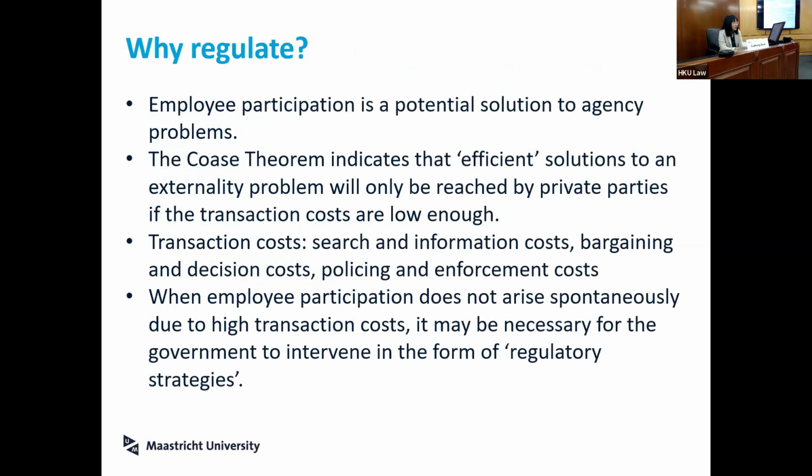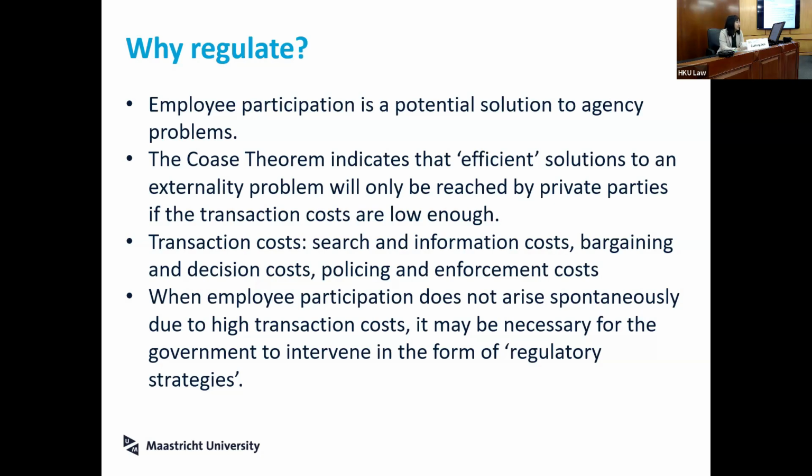Okay. Then we're back to the question that we raised in the beginning. If employee participation is very good, a potential solution to agency problems, why in many countries do they issue regulations to regulate employee participation, rather than letting employee participation arise automatically and spontaneously in corporations and work very well?